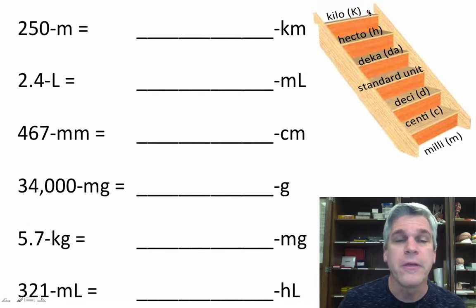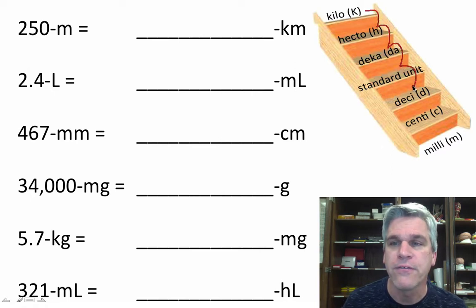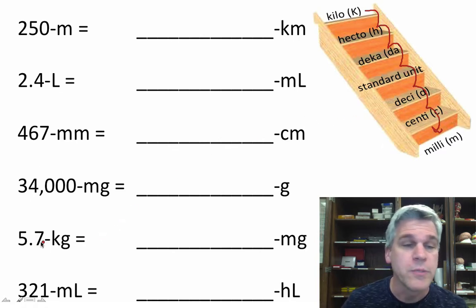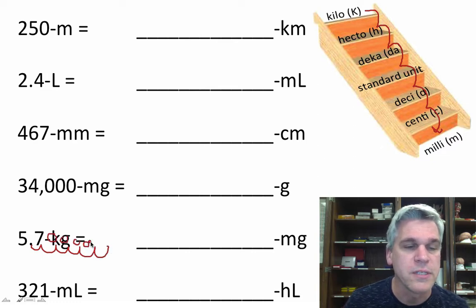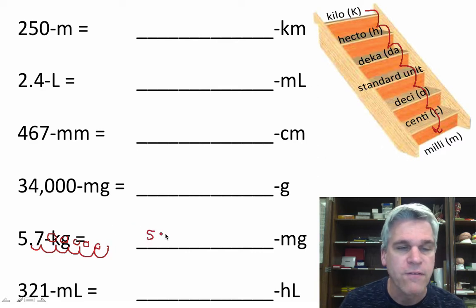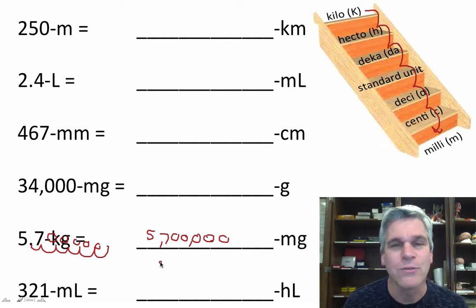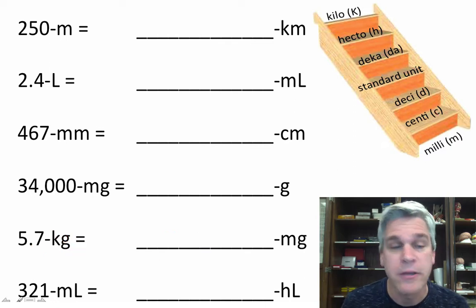So hopefully you started up here at kilo and you went down 1, 2, 3, 4, 5, 6 stairs. Hopefully you didn't fall down those stairs, which means we're going to move our decimal point over 1, 2, 3, 4, 5, 6 places to the right. We fill in with all of those zeros, which gives us 5,700,000 milligrams.